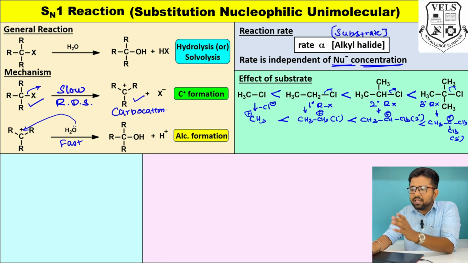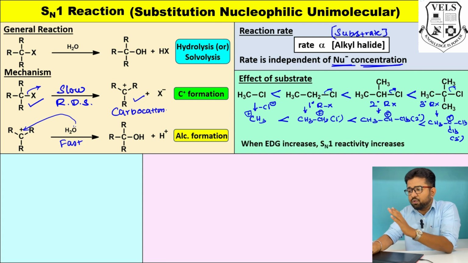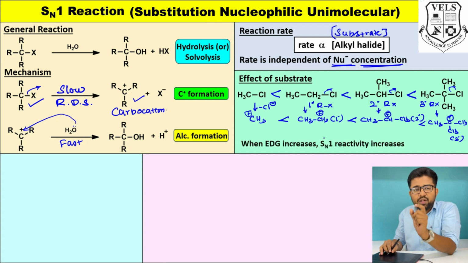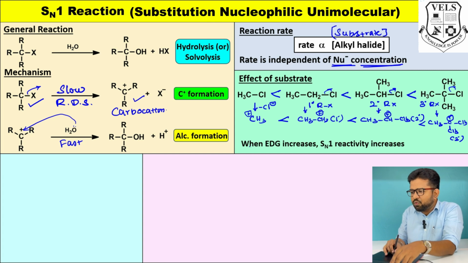So this effect of substrate can be put together in this rule. When an electron donating group is attached to a carbocation, then the SN1 reactivity will be increasing. So that is what I have mentioned here. When electron donating group increases, SN1 reactivity will be increasing. So that's it. This is about the effect of substrate.